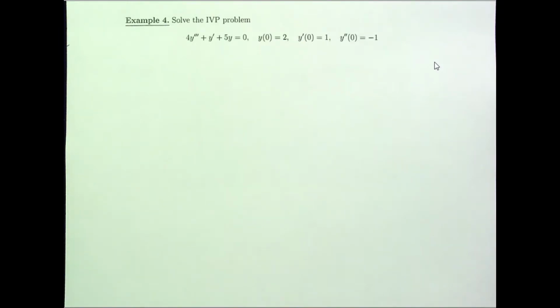So that's why we're only doing an example of order 3. If you have order 4 and above, that's a little too much. You probably want to use a computer for that.